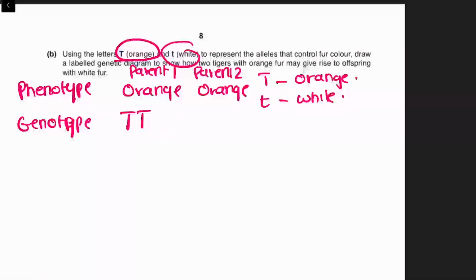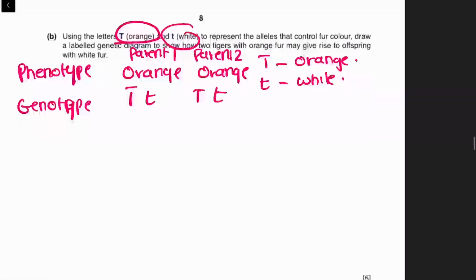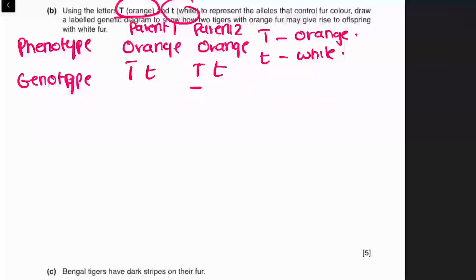And I'll tell you what that means. So the correct answer, first of all, is this. Both the parents are heterozygous, meaning that they have the dominant allele and the recessive allele. Because the dominant allele is orange, they will have orange fur. But how can they have children with white fur? If the gamete from this parent carries the recessive allele and the gamete from this parent also carries the recessive allele and they end up fertilizing each other, you can have a chance.